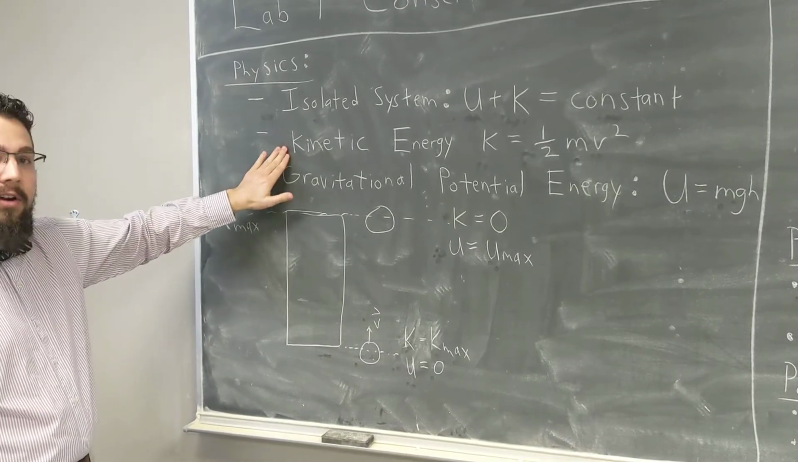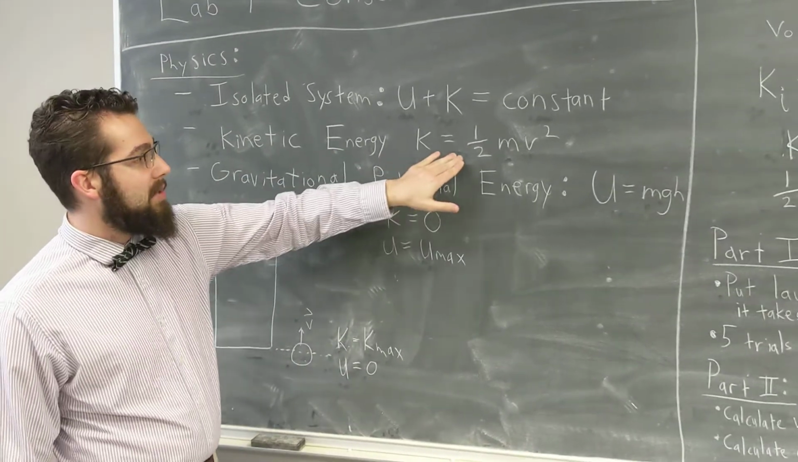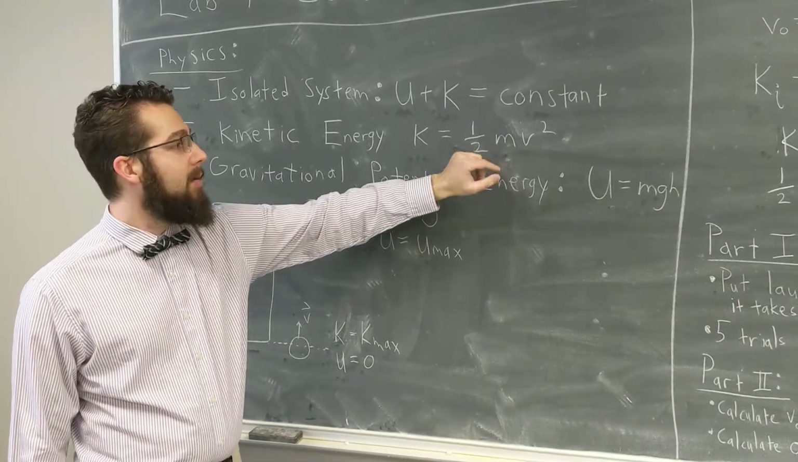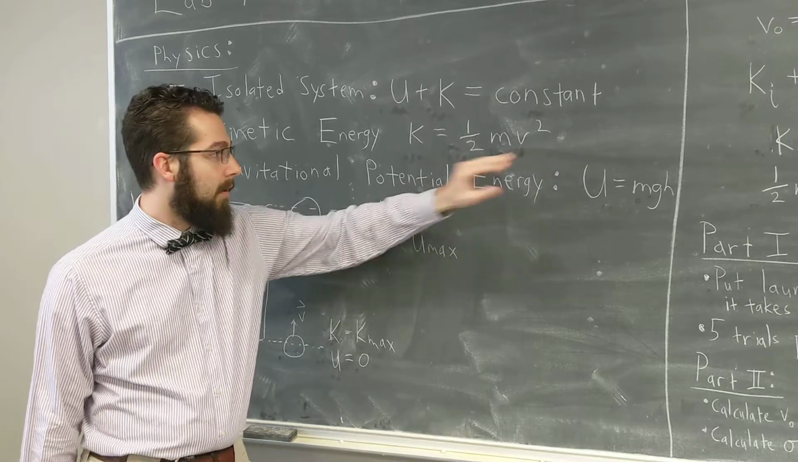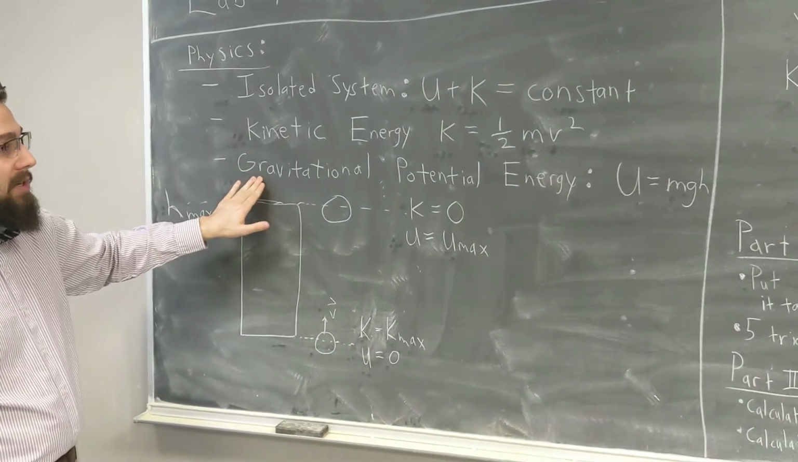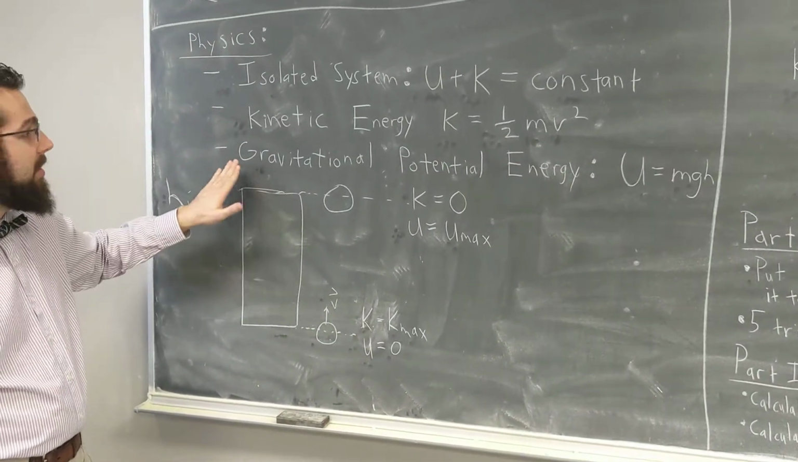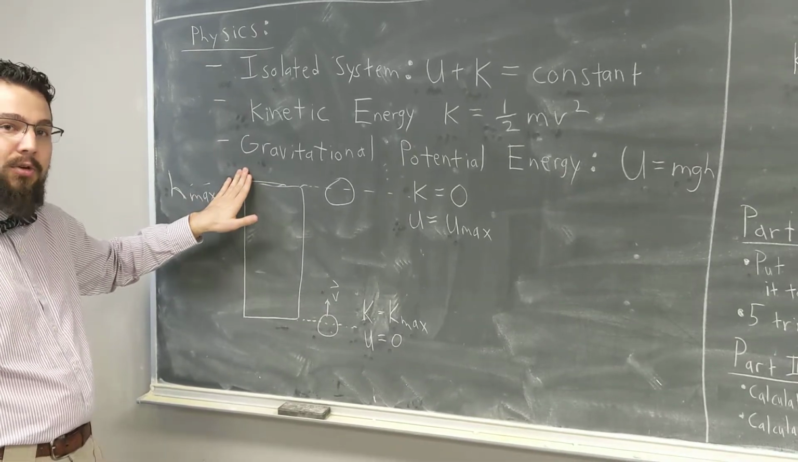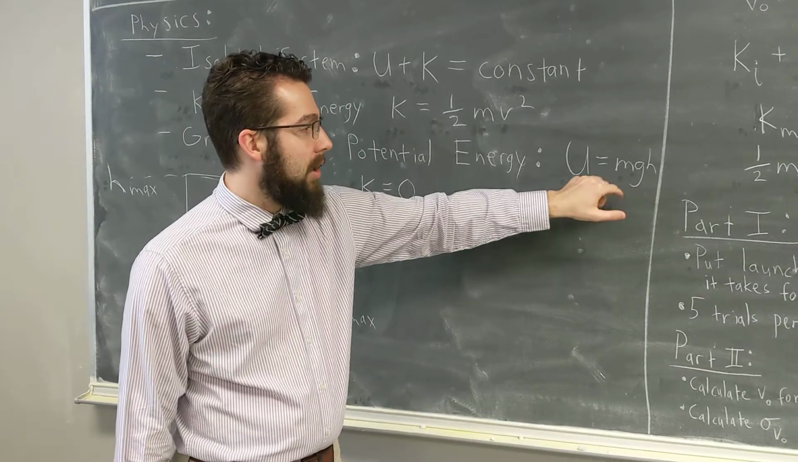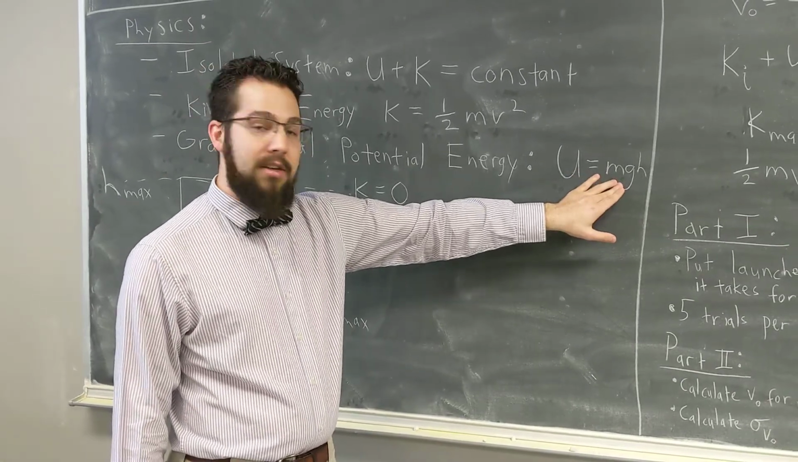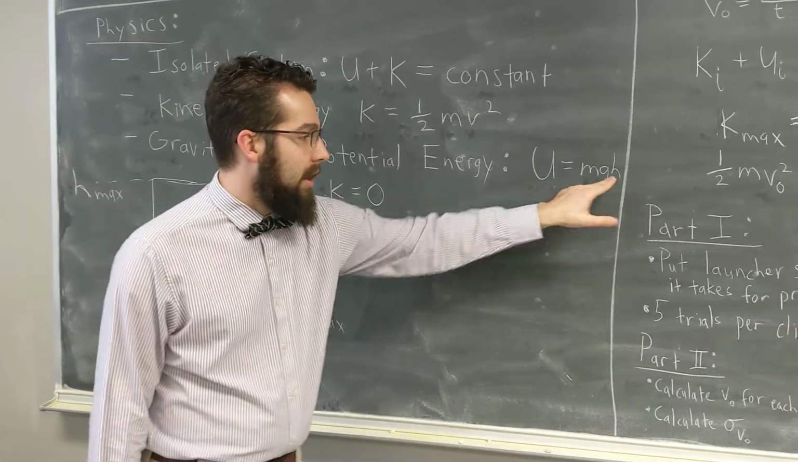So we can break down our kinetic energy to K is going to be 1/2 mv squared, where m is the mass of the object and v squared is the velocity squared of our object. Then we have our potential energy, which has many forms, but in this lab we're just looking at gravitational potential energy, which we can write as U is mgh. m is the mass of the object, g is the gravitational constant, and h is the height.